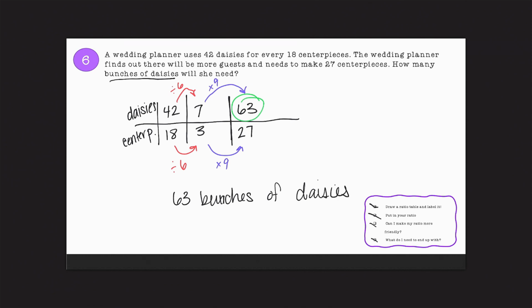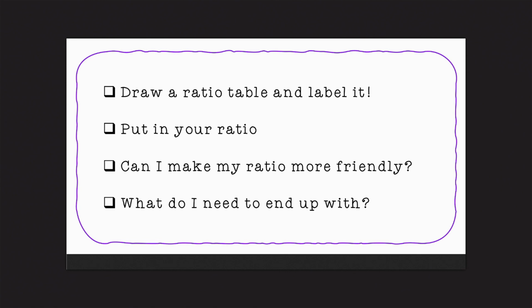Okay, so the most important thing is that we need to be looking at these questions and asking ourselves these questions as we go through the problems. First, I need to draw a ratio table and label it. What are the 2 things that I'm comparing? Put in your original ratio. If it seems doable to you and you're good with your math facts, you can continue. But if not, you want to look and see, can I make my ratio more friendly? What are some smaller numbers that I'm more capable of using? And then finally, what do I need to end up with? What is the problem asking me to solve? Those guiding questions should help you to fill out your horizontal ratio table to find equivalent ratios.